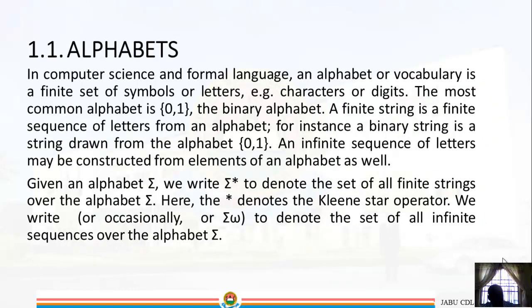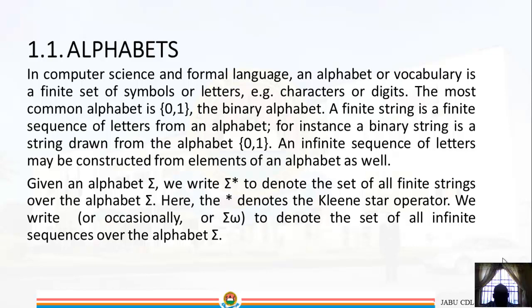Now, alphabet. What are alphabets? In computer science and formal language, an alphabet or vocabulary is a finite set of symbols or letters, for example characters or digits. The most common alphabet is 0, 1. That is the binary alphabet. A finite string is a finite sequence of letters from an alphabet. For instance, a binary string is a string drawn from the alphabet 0, 1.